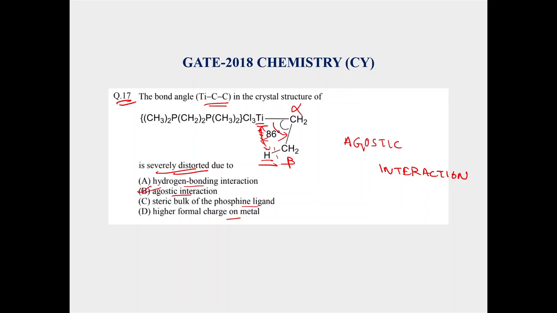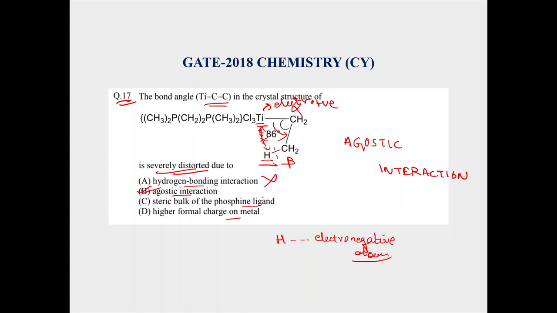The other options given: hydrogen bonding interaction. So what is hydrogen bonding interaction? We have hydrogen and there should be one electronegative atom present, right? This is the condition for having hydrogen bonding. But here, titanium is electropositive. It's nowhere electronegative. It is an electropositive element, it's a metal. So there is no hydrogen bonding interaction.